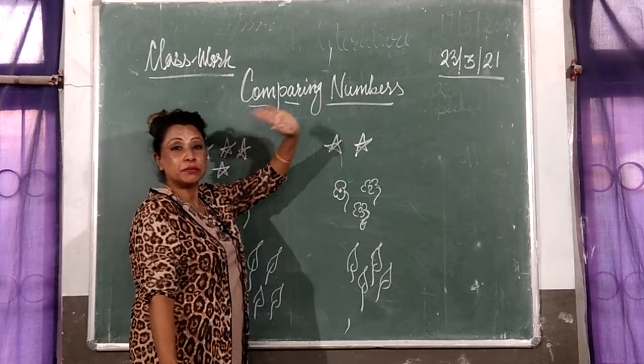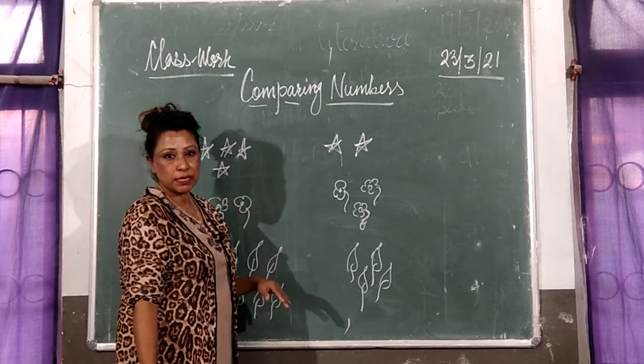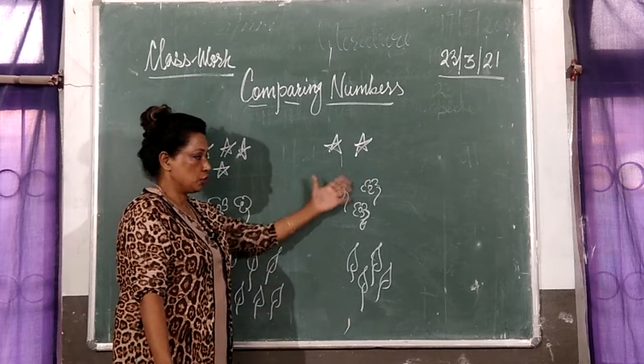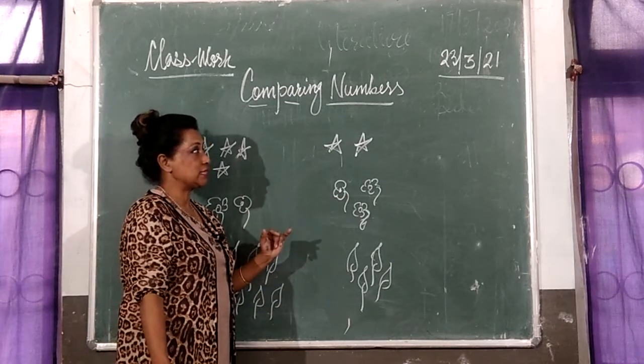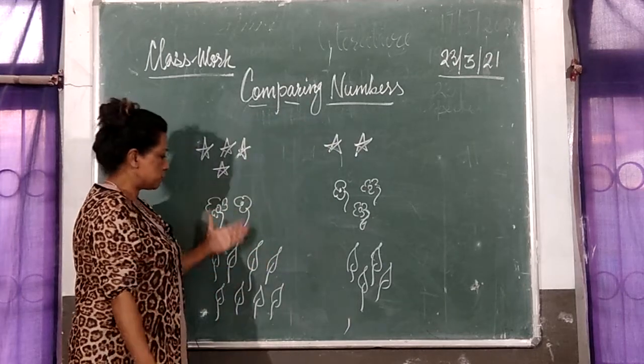Alright, let's see what you mean by comparing numbers. There's a symbol for comparing numbers. First let me explain with the help of a diagram, with pictures and objects, and then I'll tell you what comparing numbers is. Okay, but can you see this?